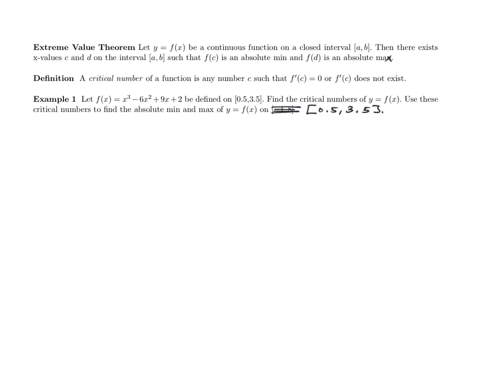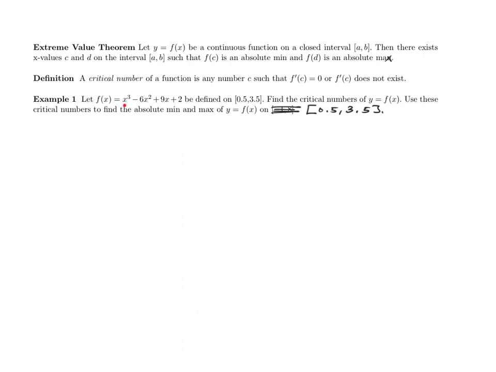Also, as was stated on the previous slide, places where the derivative is either 0 or undefined will help you figure out where these mins and maxes are located. And for this reason, I'll introduce a definition. A critical number is any number c where the derivative at that number is either equal to 0 or it does not exist. Let's combine all these ideas in example 1.